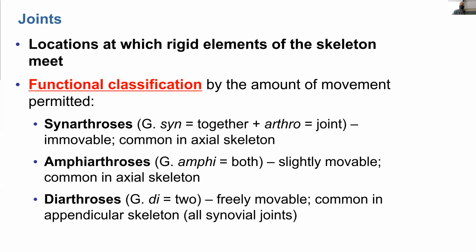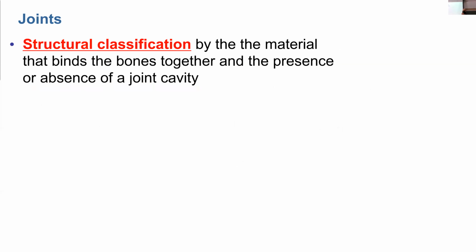Now we're going to talk about how we classify them structurally. By structural classification, I mean what's in them: what is the material binding the bones together, and is there a joint cavity? These are different categorizations, although you'll notice some overlap here. For example, all of your synovial joints are going to be diarthritic. They're going to be very movable.